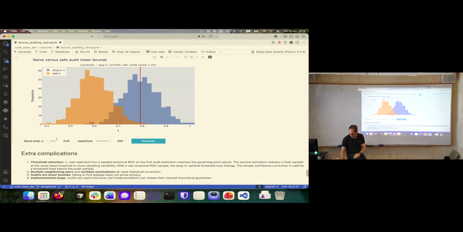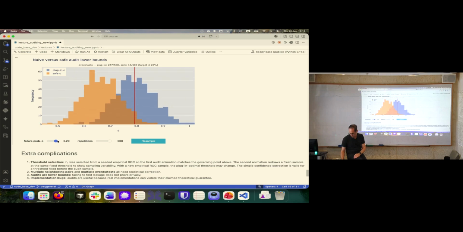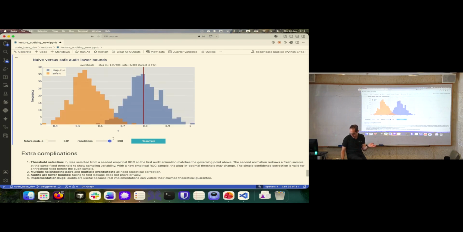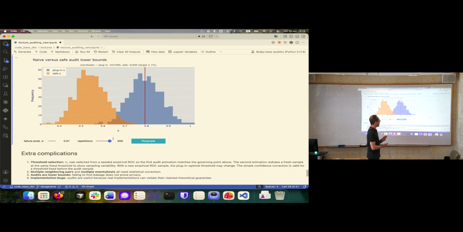But basically, you can see that as I increase alpha, the number of mistakes grows, and as I decrease it, the orange distribution basically shifts further to the right. Again, more experiments, less experiments, everything is what you would expect. And this is basically how we can do privacy auditing.